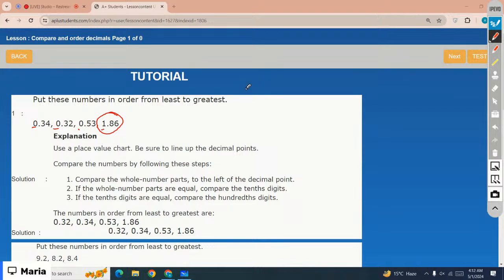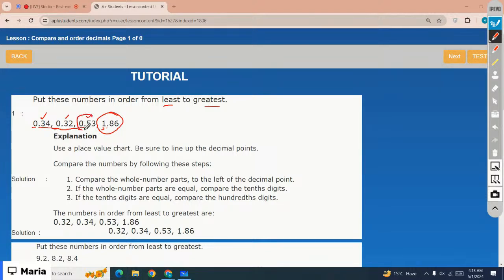You have to arrange from least to greatest. That would be the greatest one, right? So now they have the whole number parts exactly equal. These three have whole number parts exactly equal, right? Now you have to compare the tenths digit. Here you have 3, here you have 3, here you have 5.